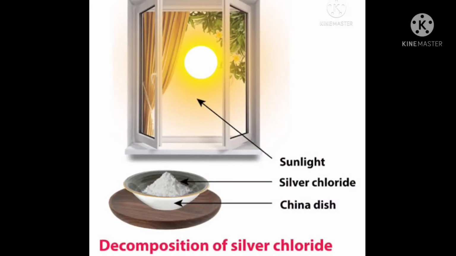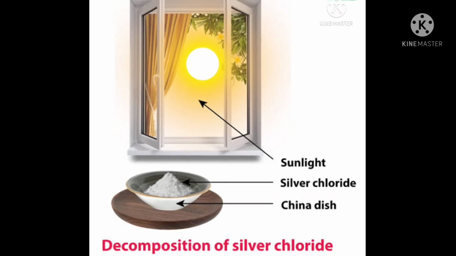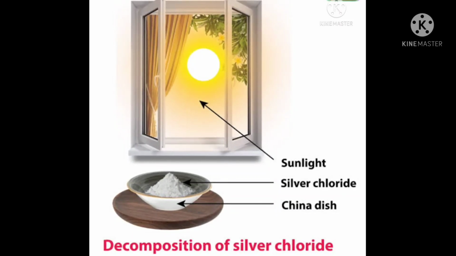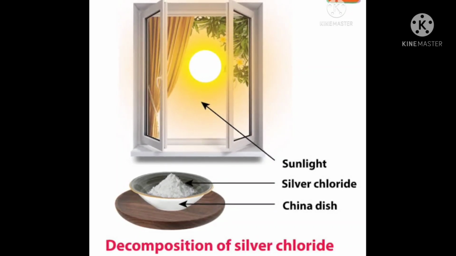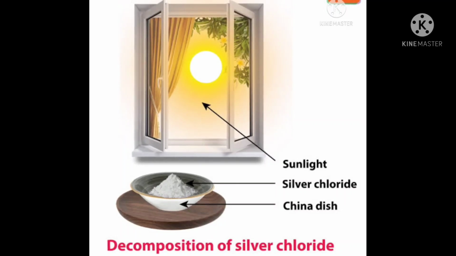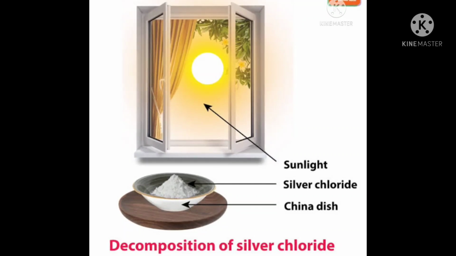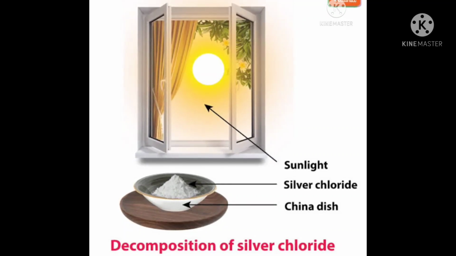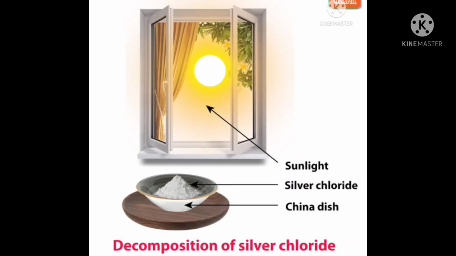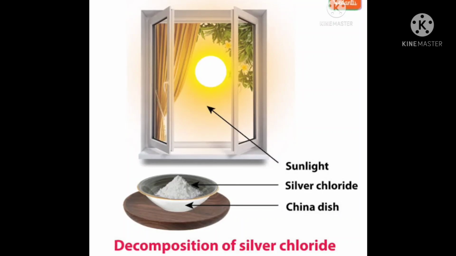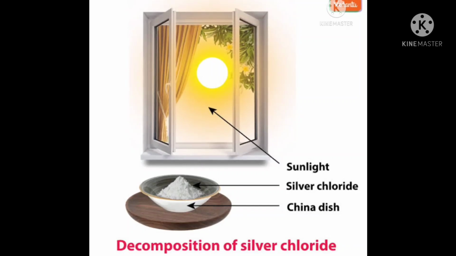So far we have discussed thermal decomposition reactions, that is, decomposition reactions carried out upon heating, and this can also be carried out in the presence of sunlight. Let us now illustrate a decomposition reaction carried out in the presence of sunlight by using an activity. Decomposition of silver chloride is an example of a decomposition reaction carried out in the presence of sunlight.